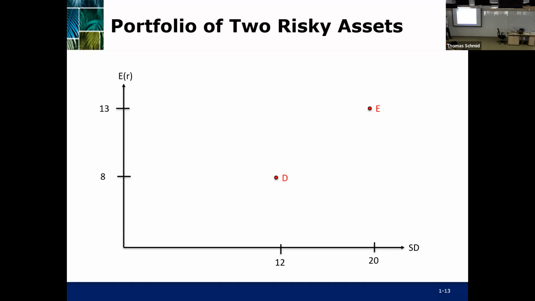So where are the possible risk-return combinations if we combine D and E? Of course, this will now depend on the correlation. So where are the possible risk-return combinations if we combine D and E, if the correlation between D and E is 1? What do you guess? Where is the investment opportunity set if we combine D and E for a correlation of +1?